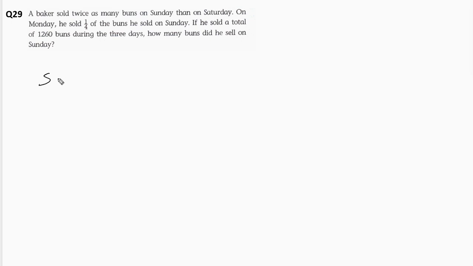Okay, so it makes sense to go Saturday, Sunday, and Monday, and twice as many buns on Sunday than on Saturday. So if I have one part on Saturday, I've got twice as many on Sunday. All right, let's check that. You always need to check whether you've captured the information. So there's twice as many on Sunday than on Saturday. Yes, I'm happy that I have captured that bit of information.